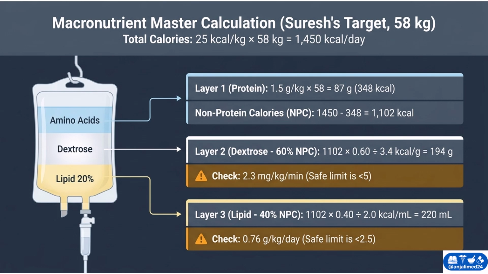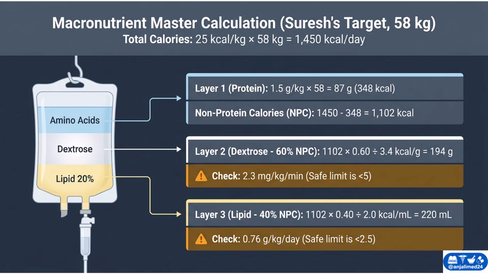Step 1 is calculating the protein requirement. At 1.5 grams per kilogram, the patient needs 87 grams of protein daily, providing 348 kilocalories. Next, subtract the protein calories from the total calories. So, this leaves 1102 non-protein calories, which are divided between dextrose and lipids.